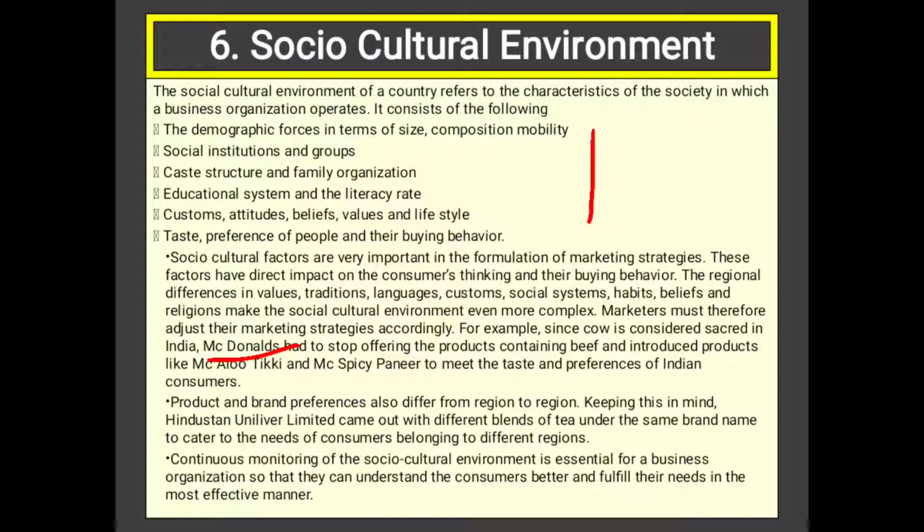Product and brand preferences also differ from region to region. Keeping this in mind, Hindustan Unilever Limited came out with different blends of tea under the same brand name to cater to the needs of consumers belonging to different regions. At the same time, continuous monitoring of the socio-cultural environment is essential for a business organization so that it can understand consumers better and fulfill their needs in the most effective manner. Socio-cultural aspects have a great influence on your marketing strategies. Whatever marketing you do, whatever products are to be developed, before developing and producing that product you should have a complete look at the socio-cultural environment. Otherwise your whole business will collapse. That's the reason socio-cultural factors cannot be neglected.